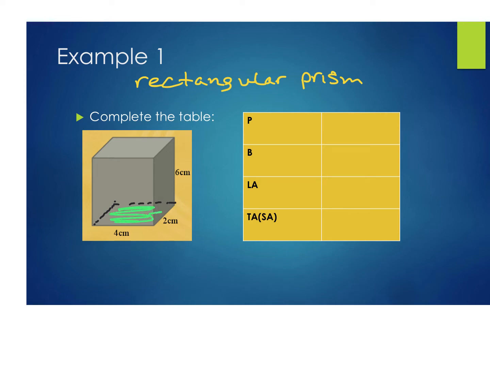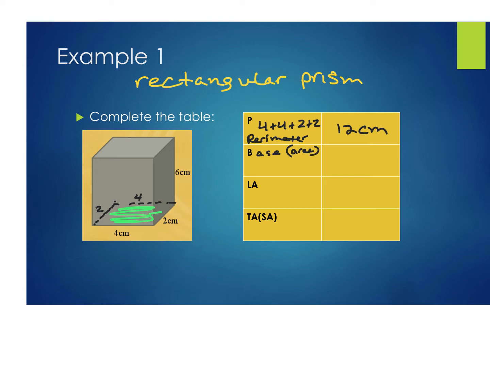So the perimeter of this I can find by adding, and remember, opposite sides of a rectangle are congruent. So my perimeter of my base shape would be 4 plus 4 plus 2 plus 2, giving me a grand total of 12 centimeters. So the P in that first box is standing for the word perimeter. The B in this second box stands for the capital B, the base. And what we're finding is the area of that base.